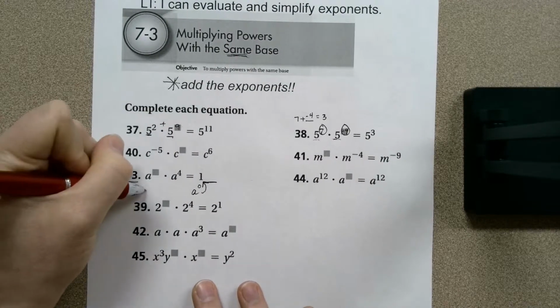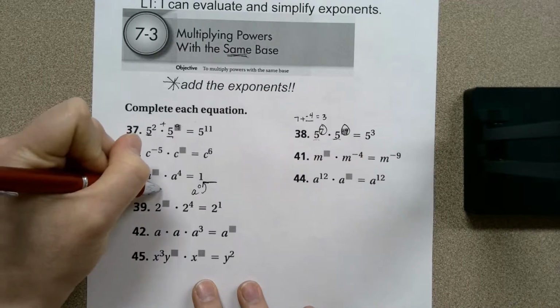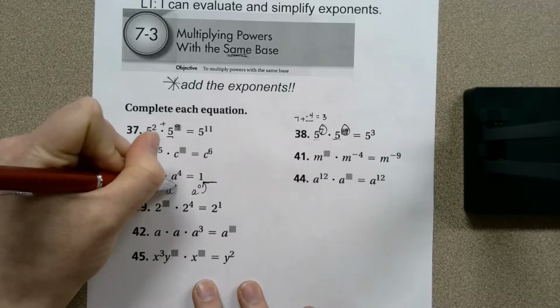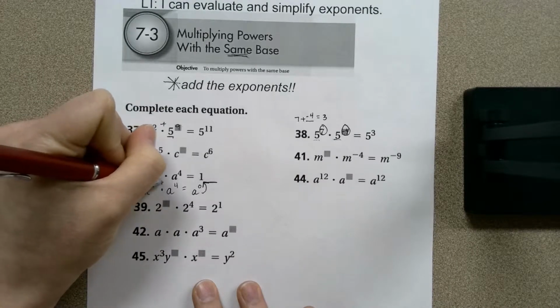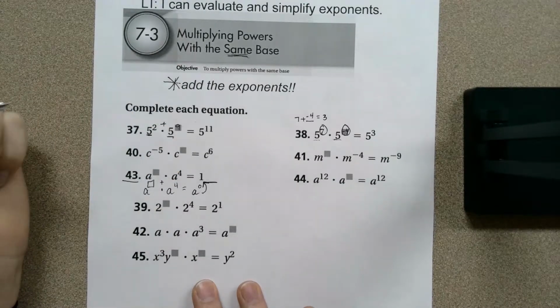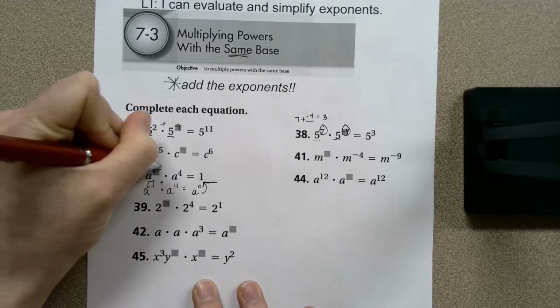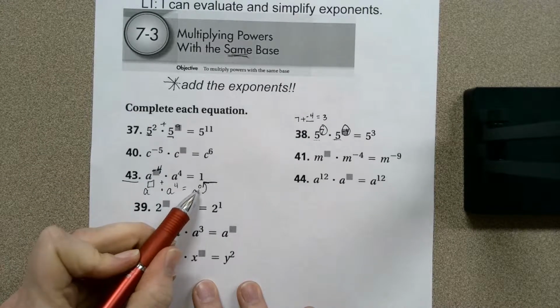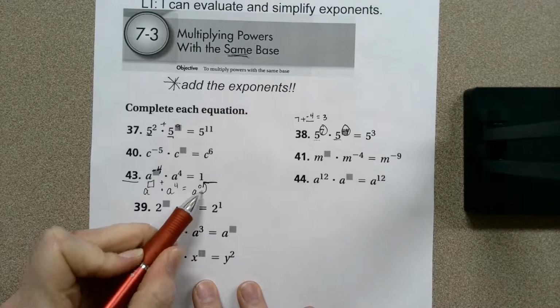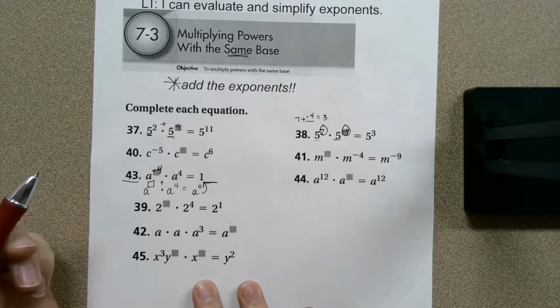So right now we need to think, well, a to what power times a to the 4th power gives us a 0 exponent? So we need a number plus 4 is equal to 0. So this exponent would have to be negative 4, because that's the only way our exponent is 0, and we need our exponent to be 0 because anything to the 0 power is 1.